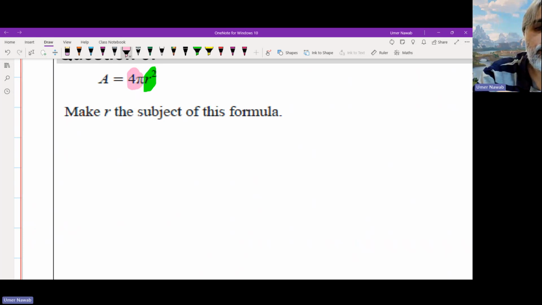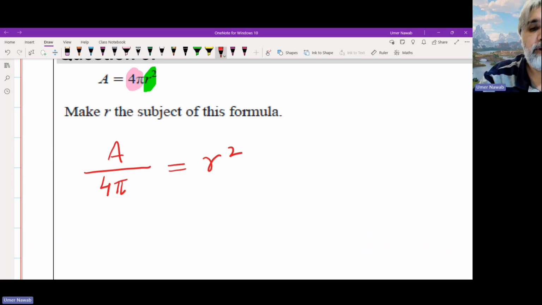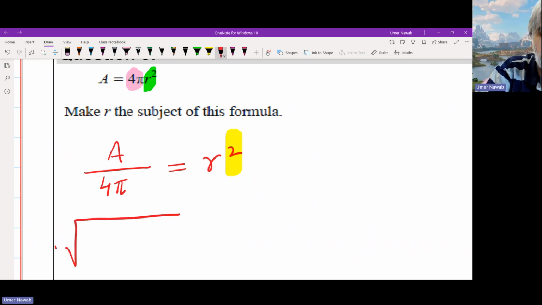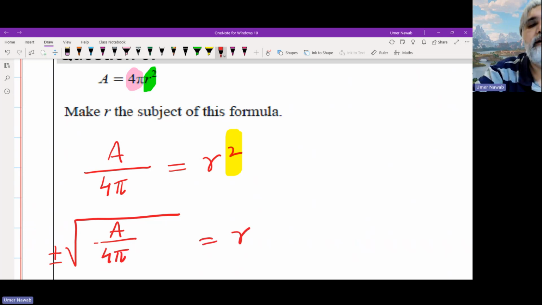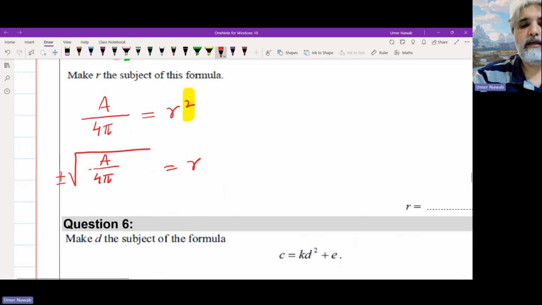So what happens with the 4 pi? 4 pi are multiplying here. When I send the 4 pi on the other side, it should be written in the denominator of A, and now I am left with R square on the right. Now remove the square and write plus minus along with the square root on A over 4 pi, and this gives me R as a subject.